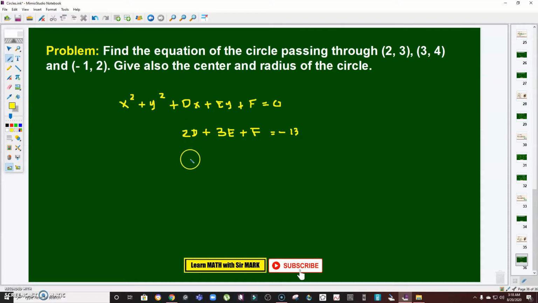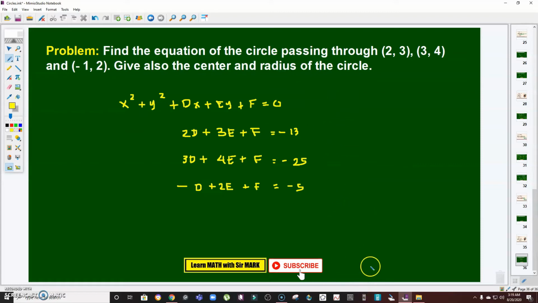Next, 3 squared plus 4 squared, that is 25. Transposed to the right side, that will be negative 25. That is 3d plus 4e plus f equals negative 25. This will be my second equation. Lastly, using (-1, 2), substitute to x and y respectively, that will be negative d plus 2e plus f, negative 1 squared plus 2 squared, that will be 5, transposed to the right side, that will be negative 5. There you go. So my 3 equations with 3 unknowns is complete.